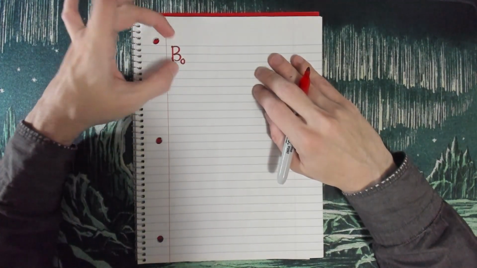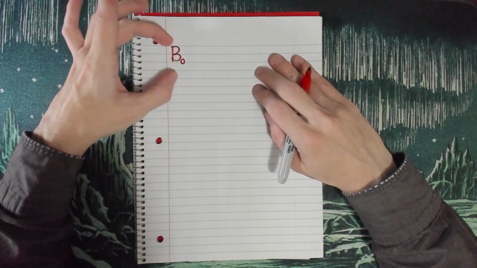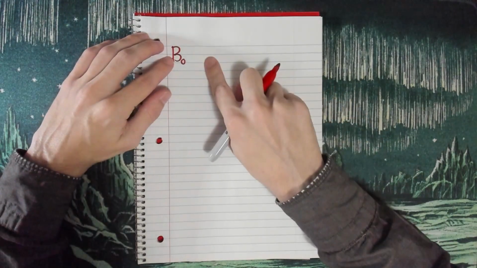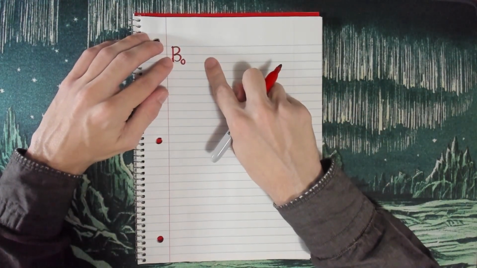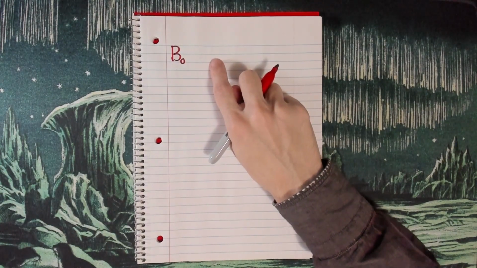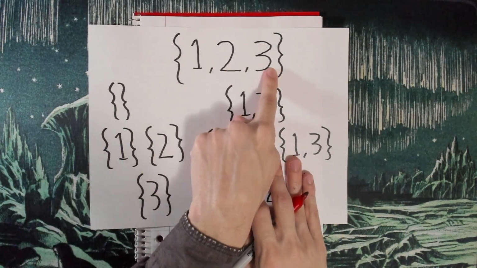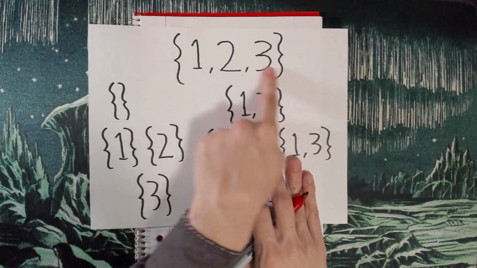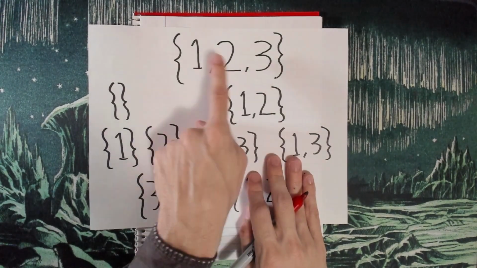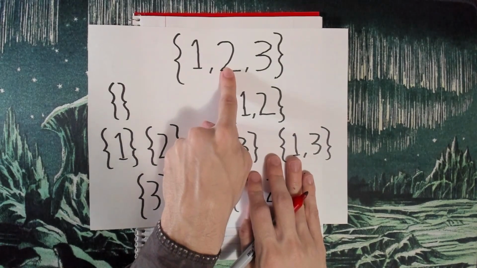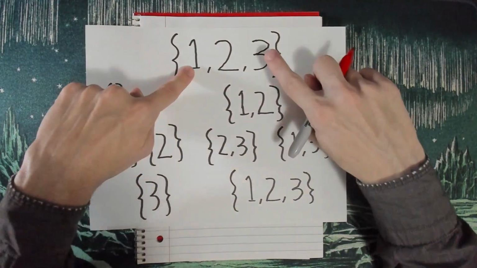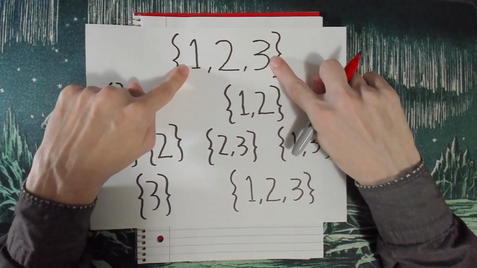So B0 is an infinite set. It has all the natural numbers in it. How can we get a bigger infinite set? Well, let's think about it. Here I have the set containing 1, 2, and 3. A subset of this set is a set that I can build out of the elements in this set.